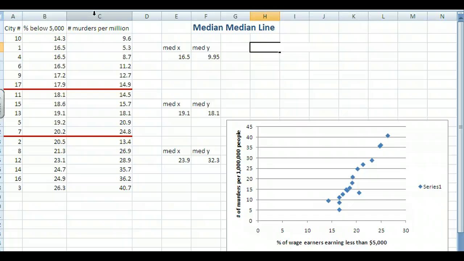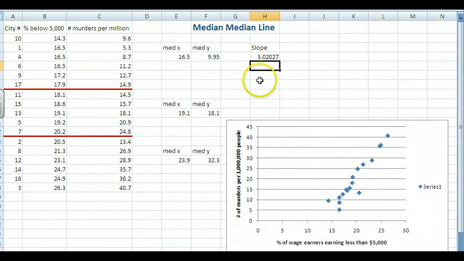Here goes nothing for the slope. That colon doesn't belong in there. The slope is equal to, parentheses, 9.95 Y1 minus 32.3, that's Y2, divided by, parentheses, 16.5 x1 minus 23.9, close parentheses, go for it.